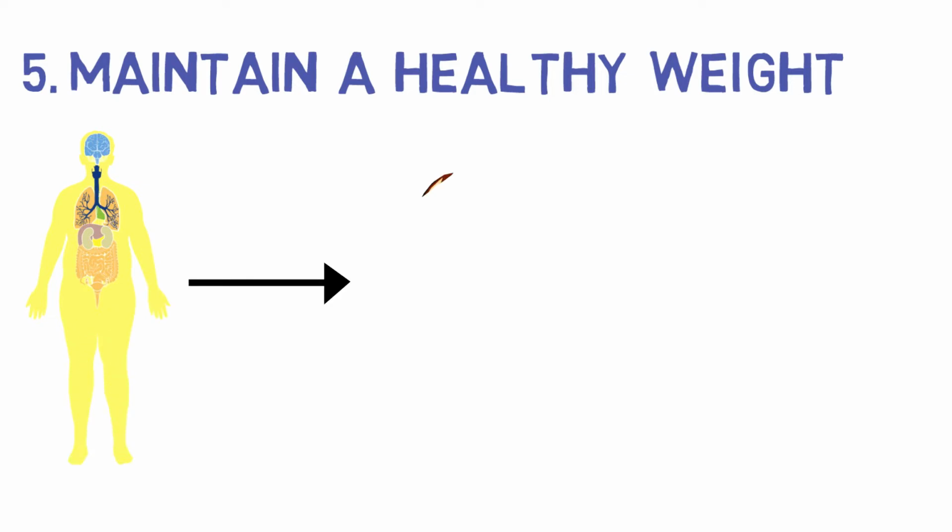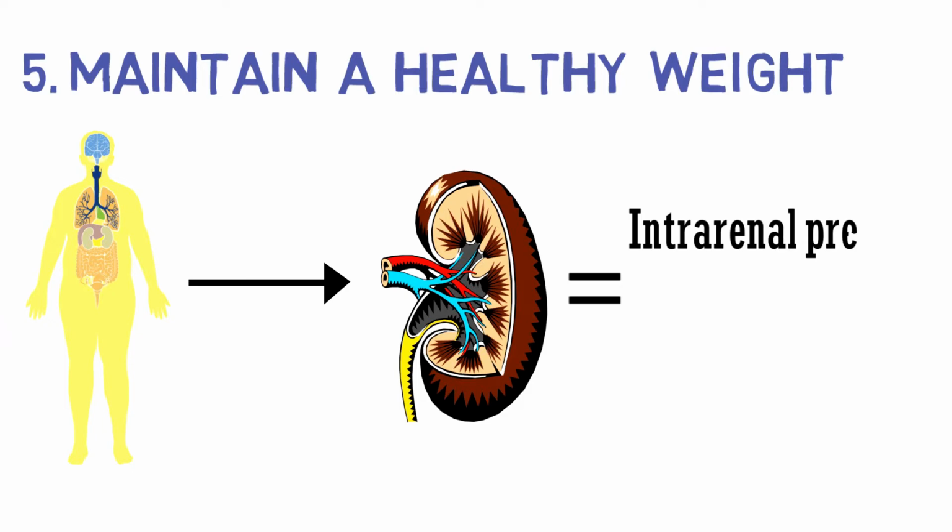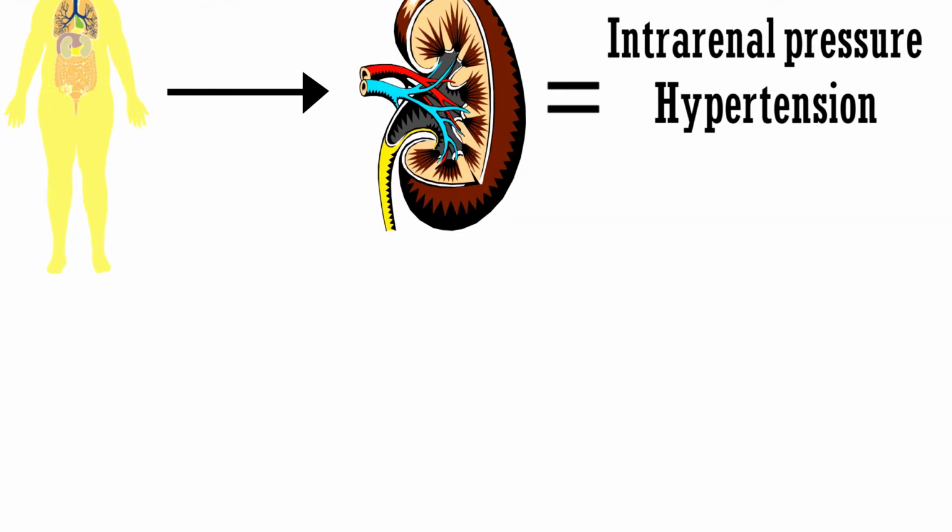Moving on to the next way, and probably one of the most important ways, that is maintain a healthy weight. Let's see why we should maintain a healthy weight. Obesity causes increased amount of visceral fat. This fat surrounds and compresses the kidneys. This mechanical compression of the kidneys leads to increased intrarenal pressure and hypertension. So, keeping a healthy weight is crucial.